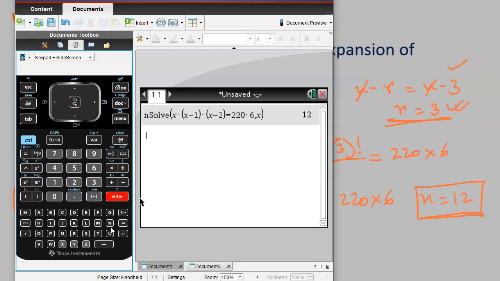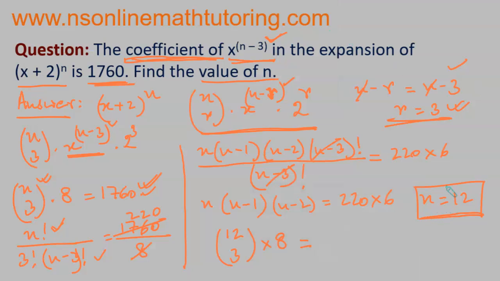So, NCR 12, 3 times 8 equal to 1760. So, the n value is equal to 12 is absolutely correct. N is equal to 12. Okay. So, let us move on to the next question.